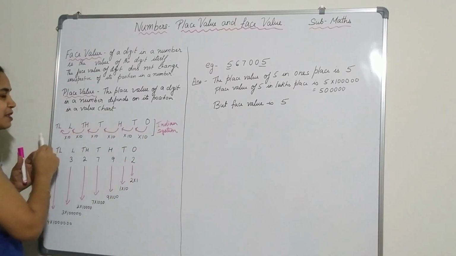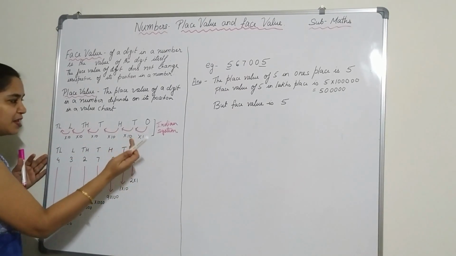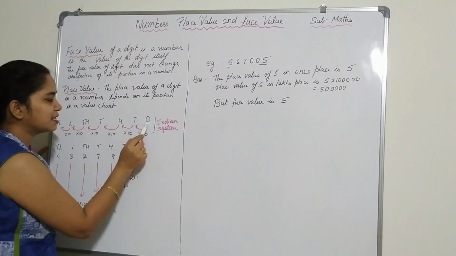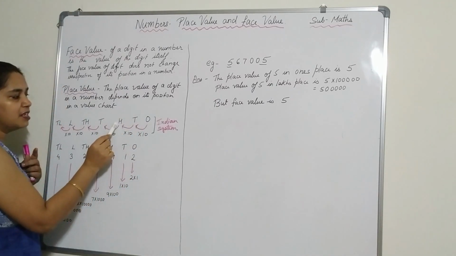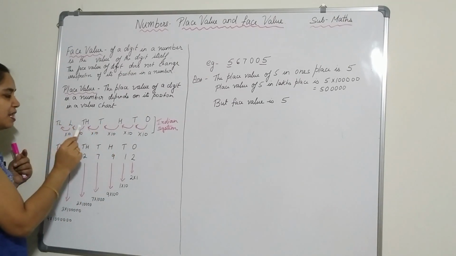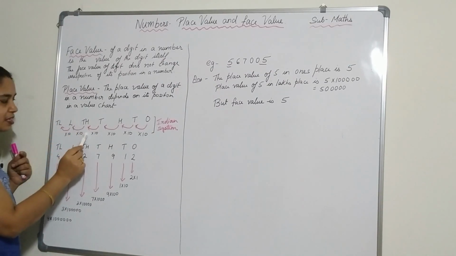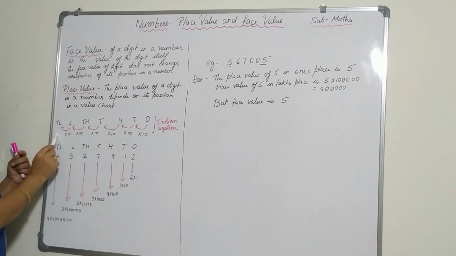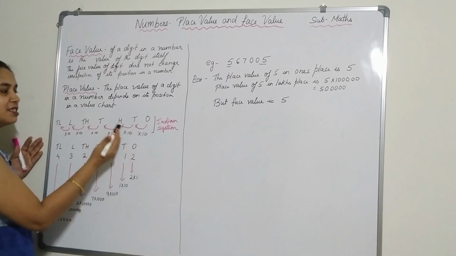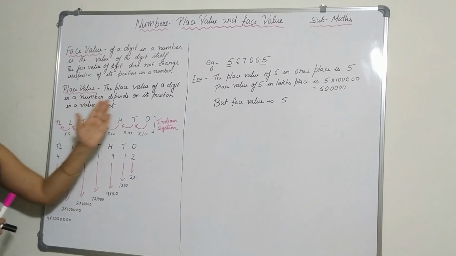In the Indian system, what happens if a 7-digit number is there? When we move towards the left, each house increases 10 times. 10 is 10 times greater than ones, 100 is 10 times greater than tens, 1000 is 10 times greater than 100, 10,000 is 10 times greater than 1000, lakhs is 10 times greater than 10,000, and 10 lakhs is 10 times greater than lakhs. So generally each house increases 10 times. This is all about the Indian system.